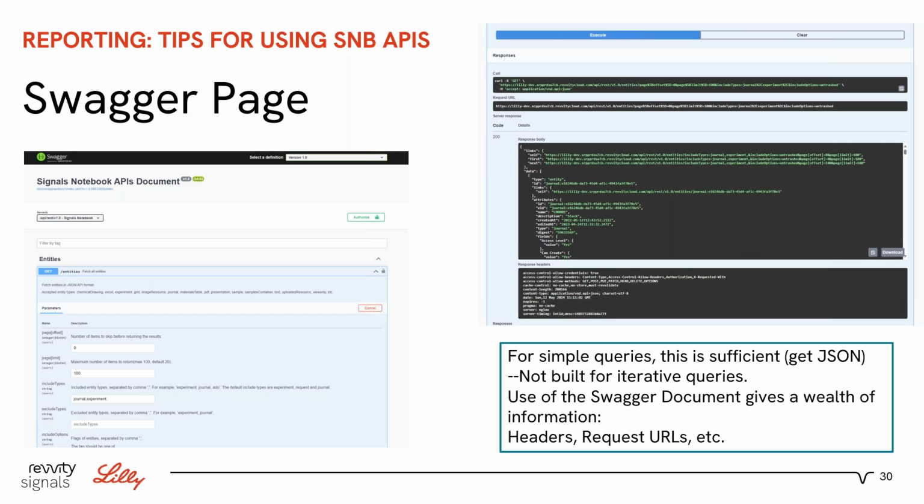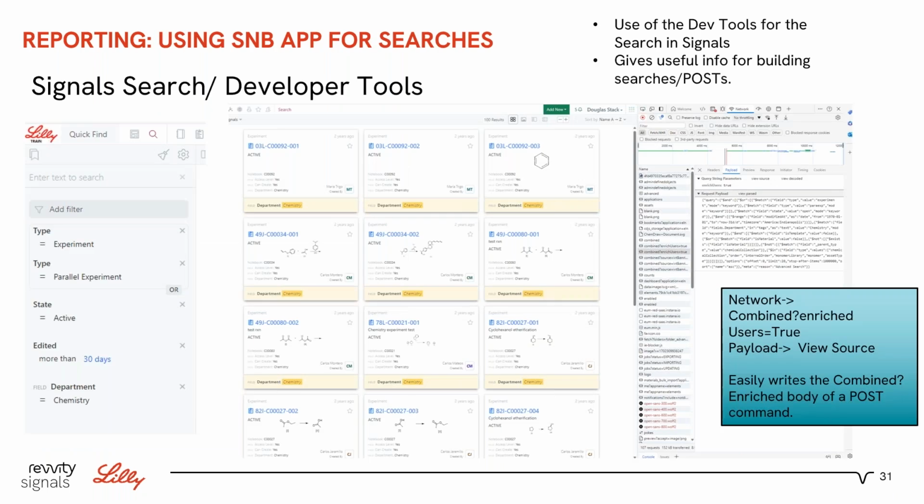The next slide, I show a little bit about how I use the application itself. I can go in and build pretty complicated searches with the Signals search tool. And then opening developer tools, Octavio from Revvity has shown me how to go in and look at the combined users equal true and get the payload. This payload that I can copy then becomes the body of the post in a post command. And so this will let me go into even Swagger to run a post search, and I don't have to go in and build the thing myself. I can actually use this to help me get it out.